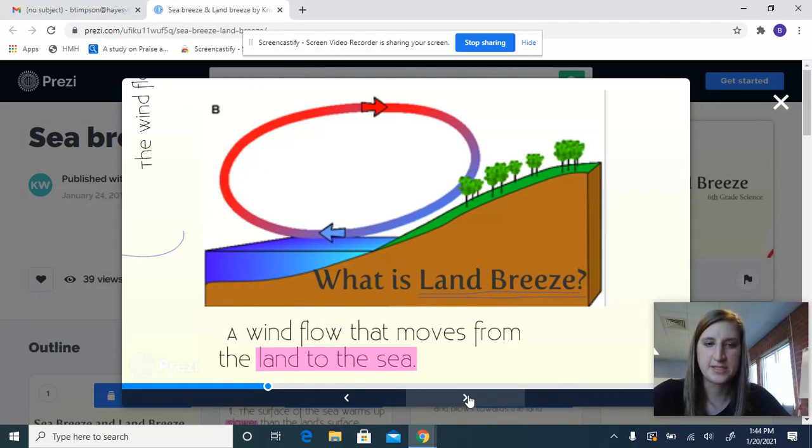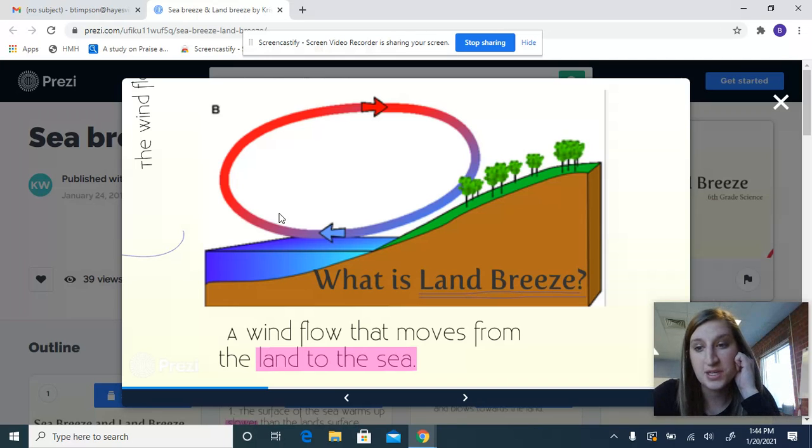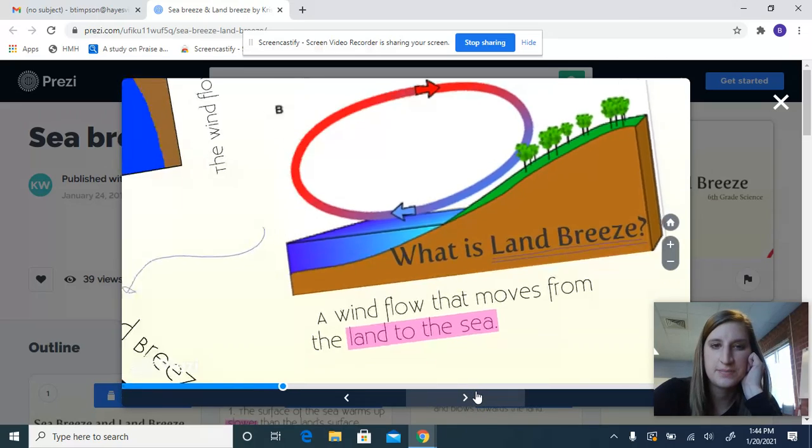So what is a land breeze? It's the exact opposite. A wind flow that moves from the land to the sea. You're taking this cold air out and it's pushing this warm air up in a circular motion. It's creating this breeze. And you probably noticed this when you were at the beach. It seems like it's always windy at the beach. This is why. It's these unequal temperatures between the air and the water that create the breeze.